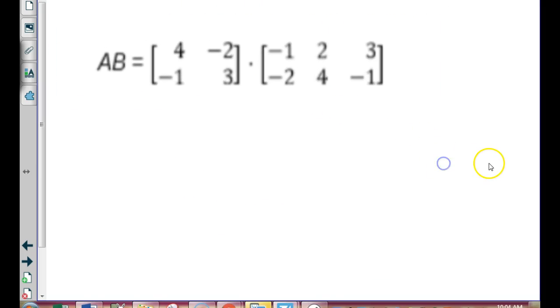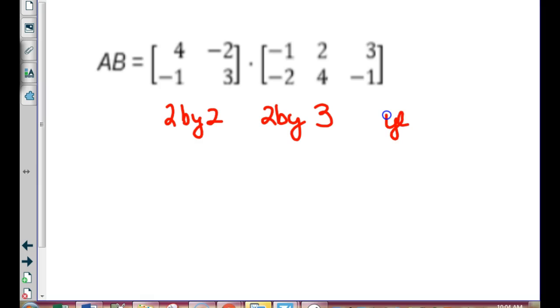So, what size is this first one? 2 by 2. And what size is this second one? 2 by 3. So can you multiply these? And you will get 2 by 3. All right. So we're going to put this in matrix A on our calculator, and we're going to put this in matrix B, and then we're going to multiply them.